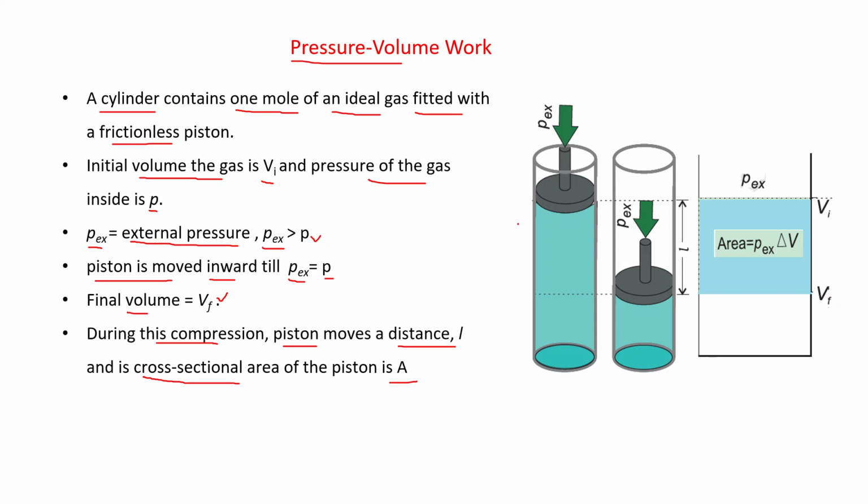Now see this diagram. This is a cylinder and it contains 1 mole of an ideal gas. This is a frictionless piston. The pressure of the gas is represented as P. The initial volume is Vi and we are applying this external pressure, which is represented as Pex. When this Pex is greater than P, the piston will move inward and cover the distance L. This can also be represented in this diagram. This represents the initial volume Vi. This is the external pressure. When this external pressure is greater than the pressure of the gas inside the cylinder, compression takes place and the final volume Vf is reached.